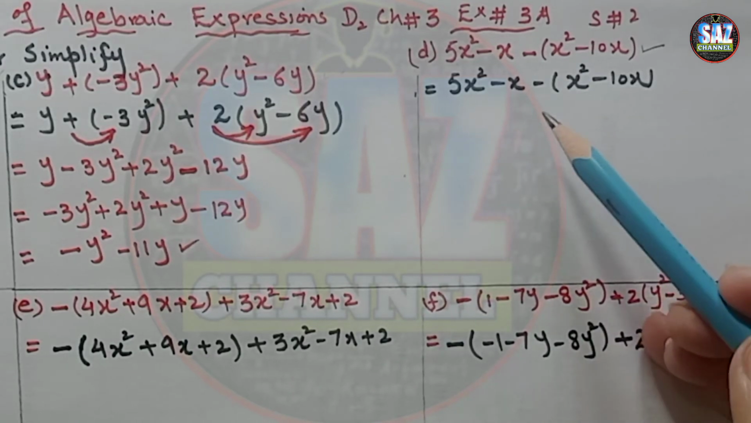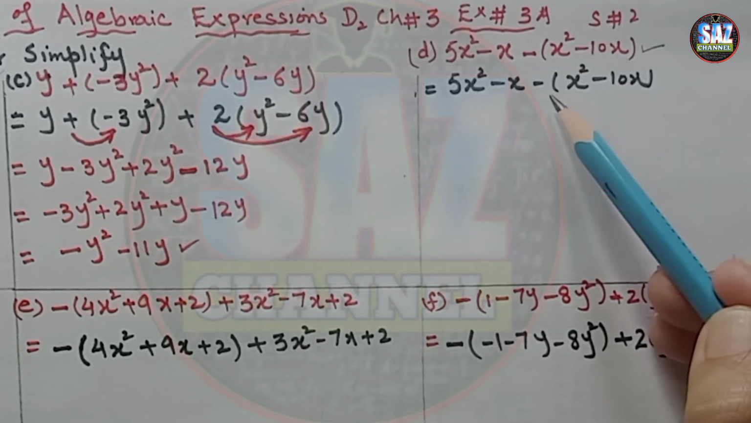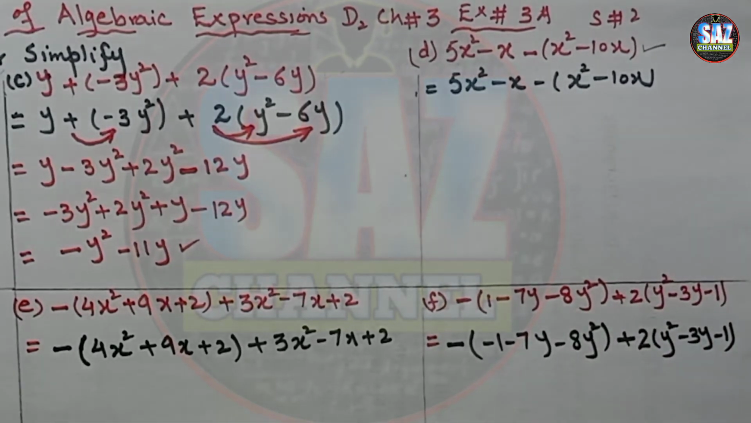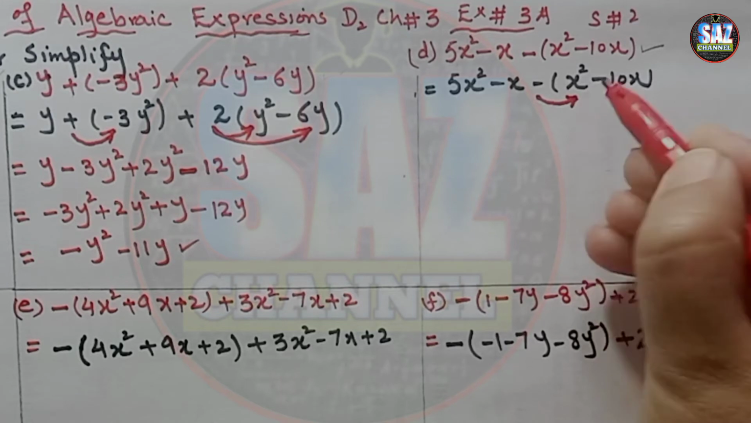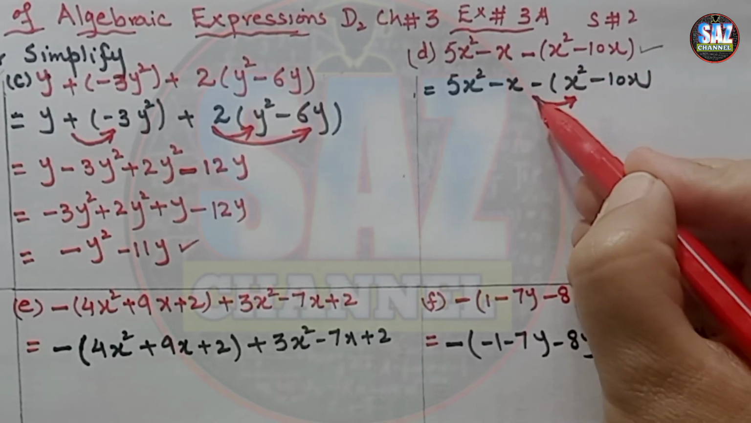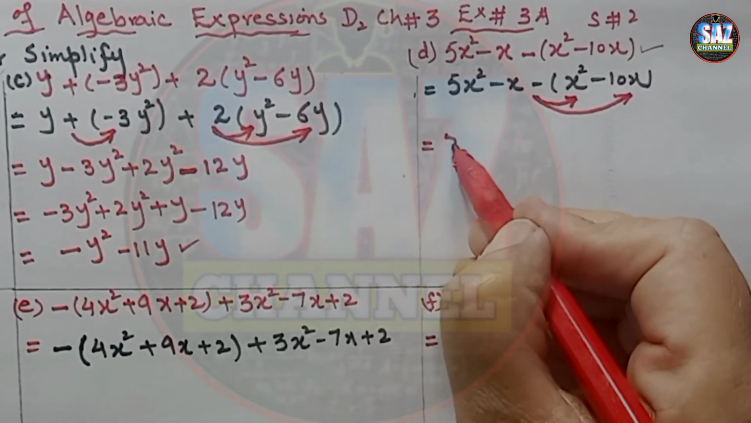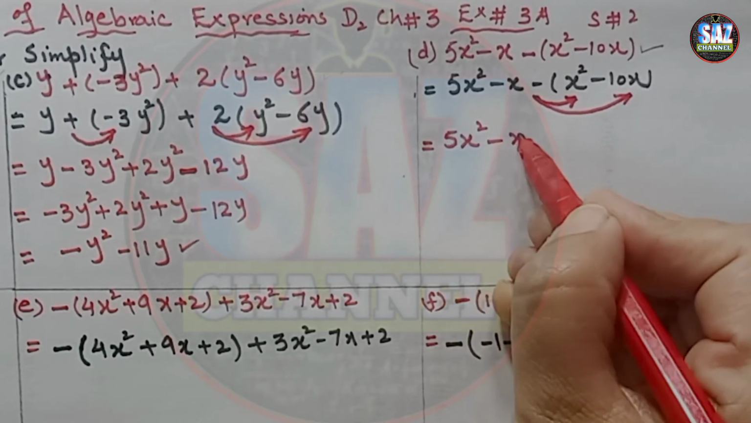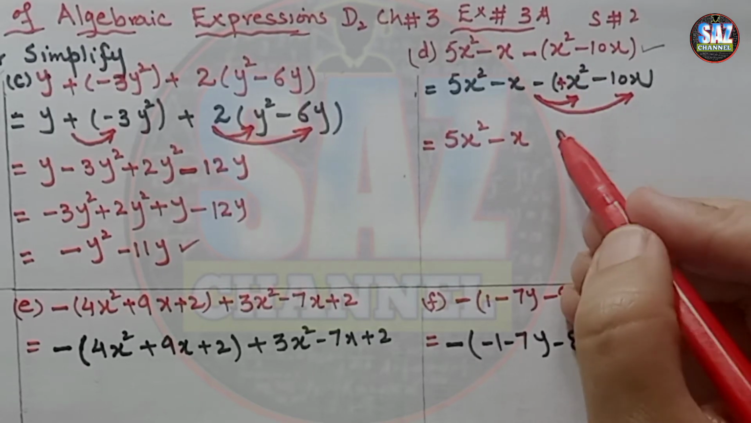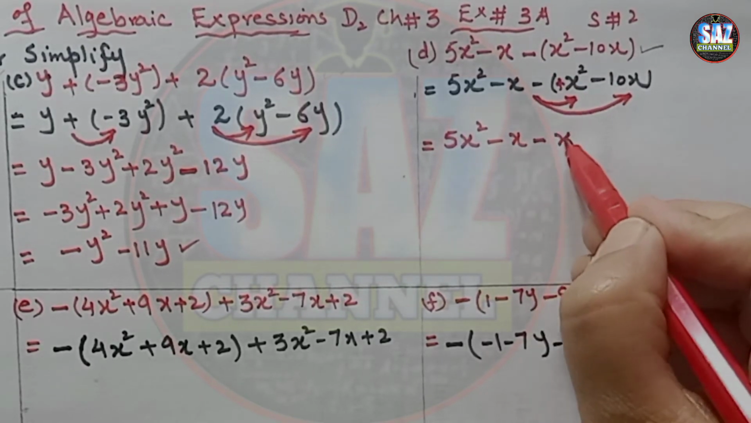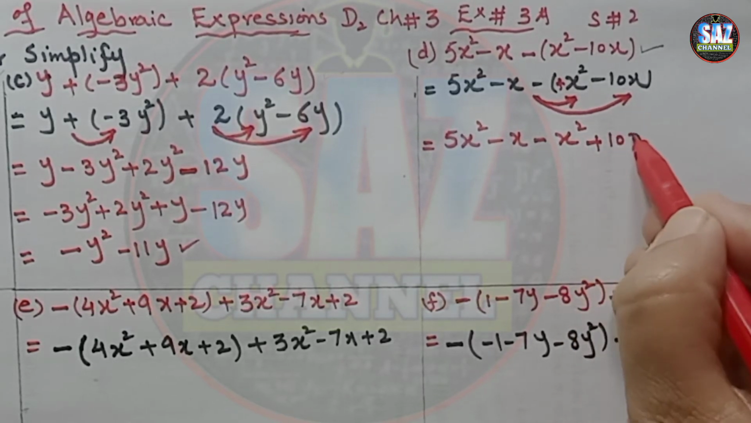Coming to D part, again here what we have to do is remove this bracket. We have to expand this portion, keeping the rule of signs of integers in your mind, that this minus sign or minus 1 has to be multiplied with every term inside the bracket, and the question will take the form 5x square minus x, minus multiplied by plus, because when there is no sign, it's definitely positive, minus x square, and minus multiplied by minus is positive 10x.